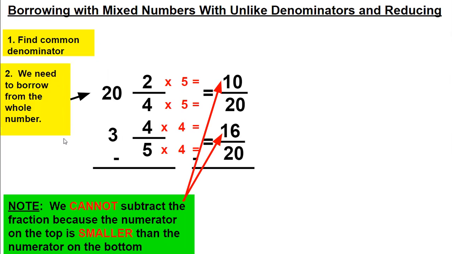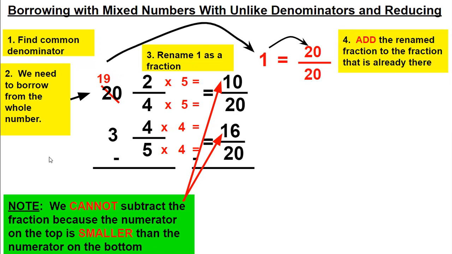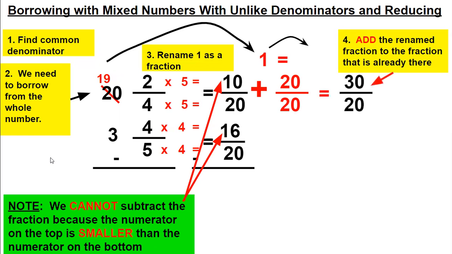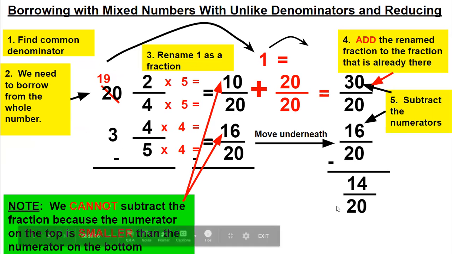Borrow from the 20, make it a 19, bring 1 over, rename the 1. What am I going to rename it? Well, I have a 20 on the bottom, so should I rename it 20 over 20? Exactly, so 20 over 20. Now I have to add this 20 over 20 to the 10/20ths that's already there. So let's add that together. 10/20ths plus 20/20ths is going to give me 30/20ths. And now I'm just going to move 16/20ths underneath and subtract. So 30 minus 16 should give me 14/20ths.